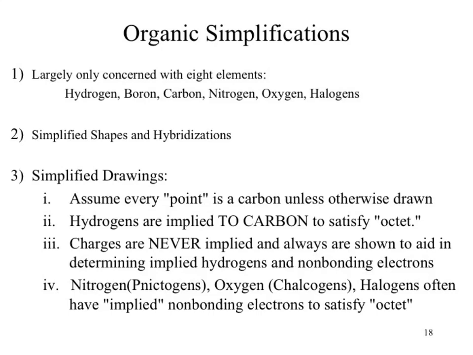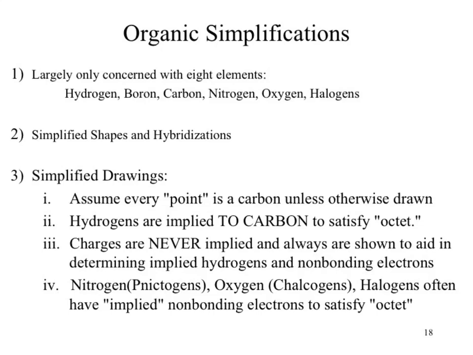Every point is a carbon unless you otherwise tell it. Hydrogens are often, though not always, implied to carbon to satisfy an octet. Right? This is why when I drew out benzene, I could just draw all the dots and not draw on any hydrogens, because hydrogens are often implied. Charges are never, ever, ever, ever implied. Okay? If an atom is charged, you must specify that it is charged. Okay? The main reason being hydrogens are implied. If we imply charges, then we can't imply hydrogens. It doesn't quite work.